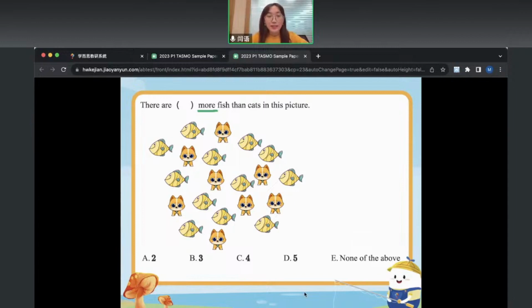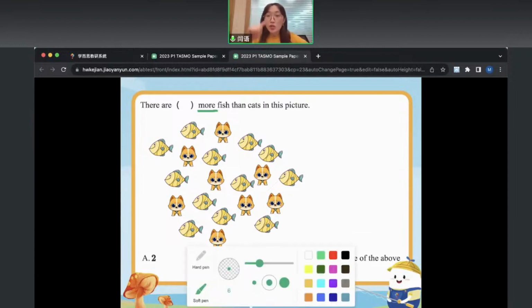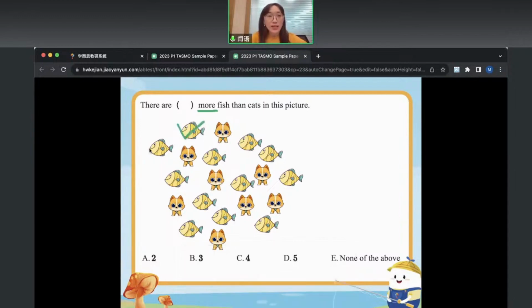Okay, when you do the question, especially when it comes to counting, try to tick it or circle it, okay? Just to remind yourself. So let's have a look. How many fish are there? We have 1, 2, 3, 4, and then 5, 6, 7, 8, 9, 10, 11, and then 12. Try to label it or mark it. So in the picture there are 12 fish.